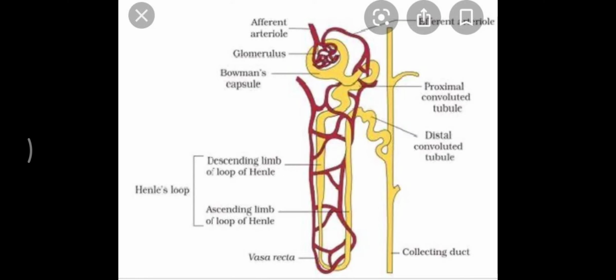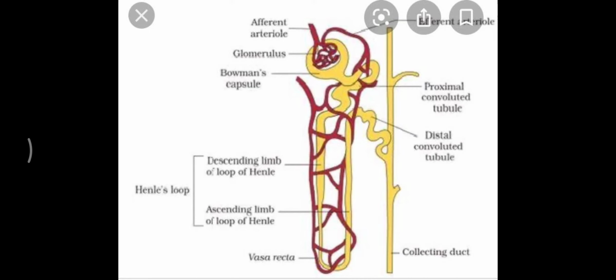This maroon colored tubular system is the blood capillary, and this blood capillary is known as vasa recta. This vasa recta is surrounding the tubules from all sides. The proximal convoluted tubule, the Henle's loop, all these are well surrounded by the blood capillary, that is the vasa recta. Now let us revise the thing again.